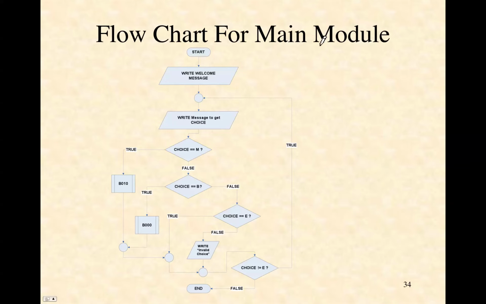Okay, so this is the main module which calls the MailParcel and the BuyStamps module. So here we'll write some sort of welcome message, which you should always have in every program, because every program should need to give user what's going on, what kind of things they can do with the program. And then we get user's choice, M for mailing a parcel, B for buying the stamps, and E for exiting.